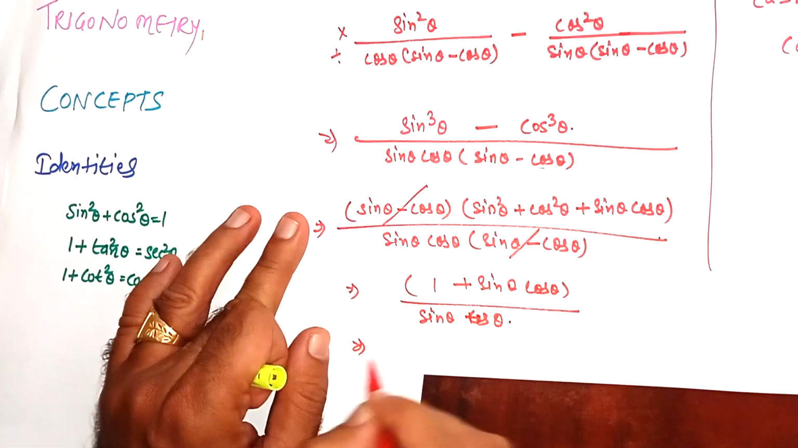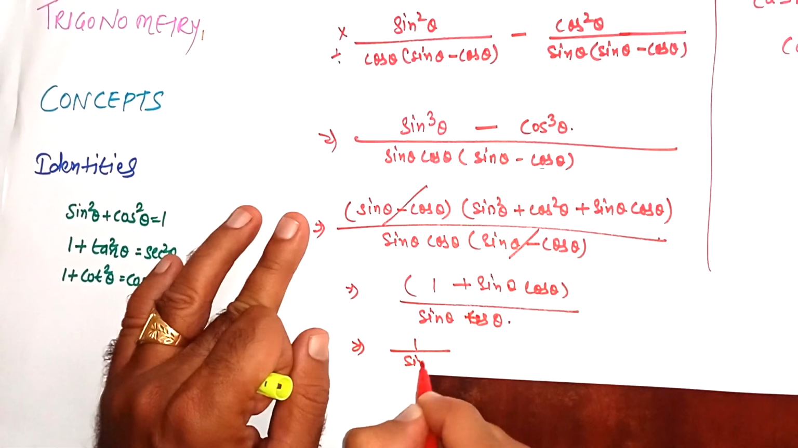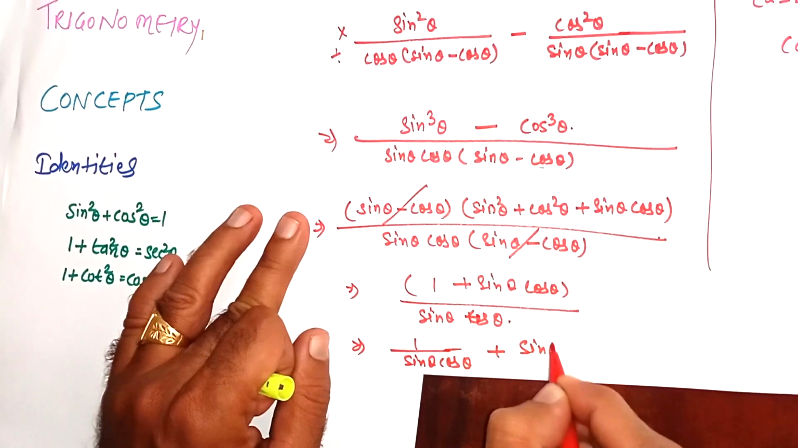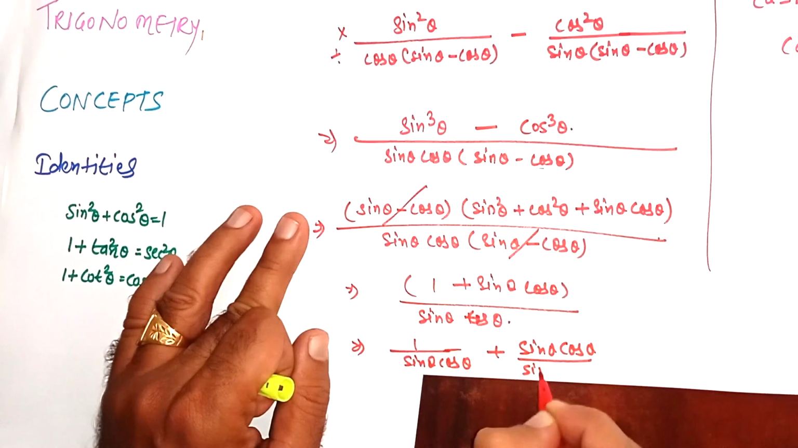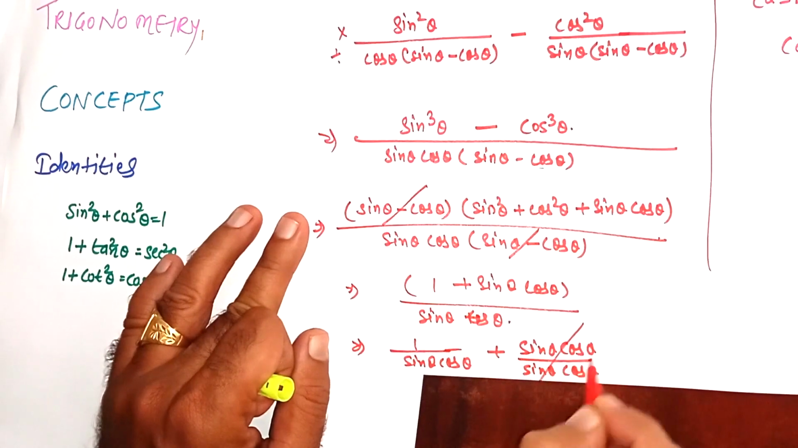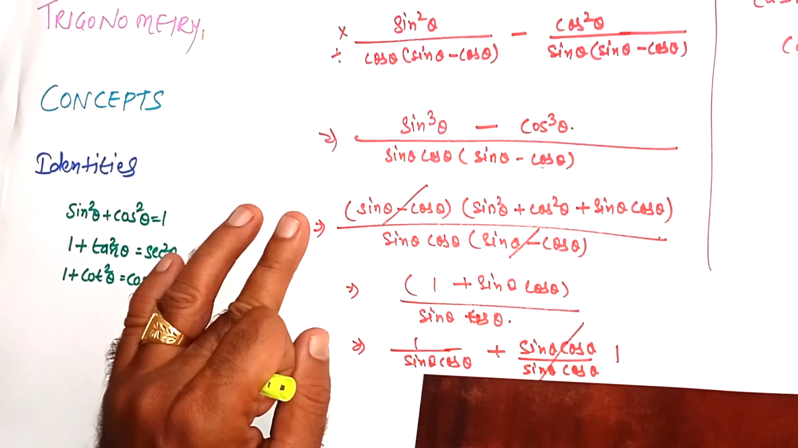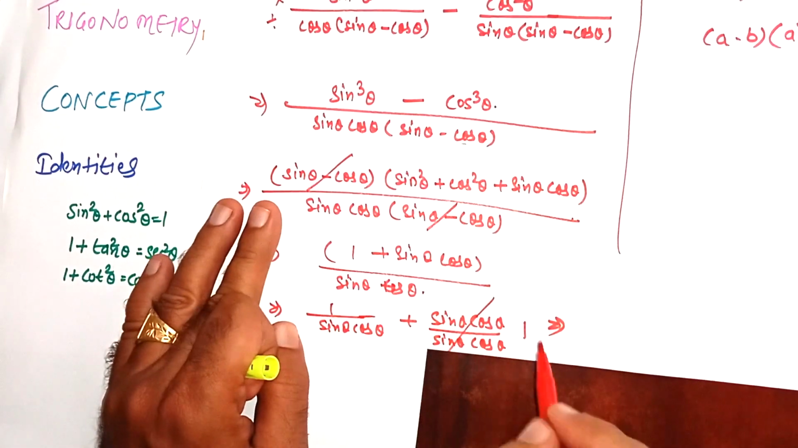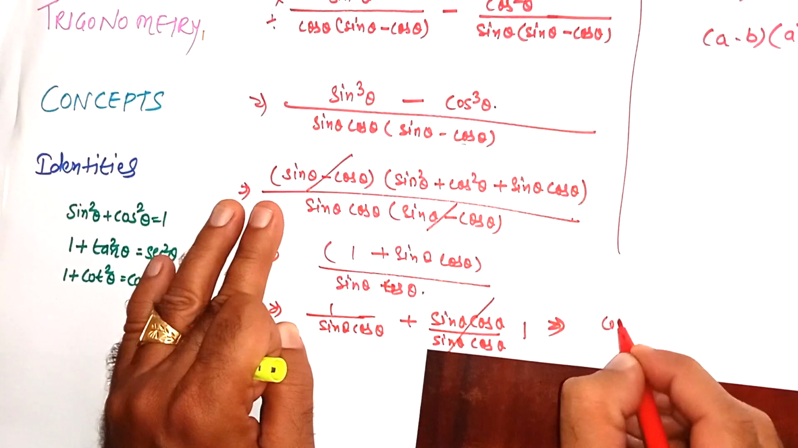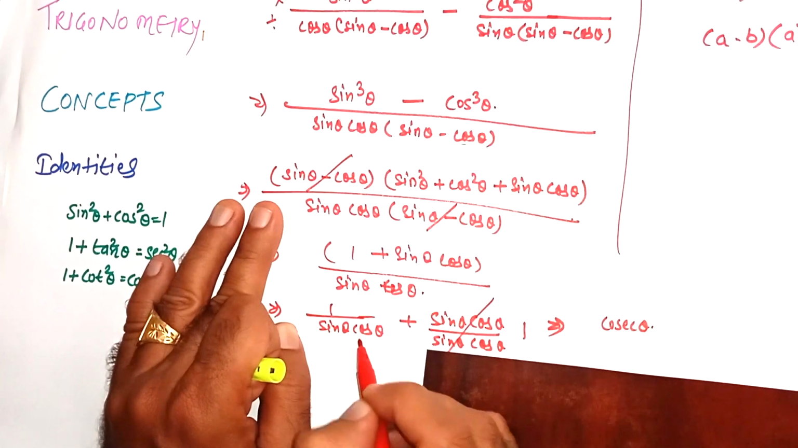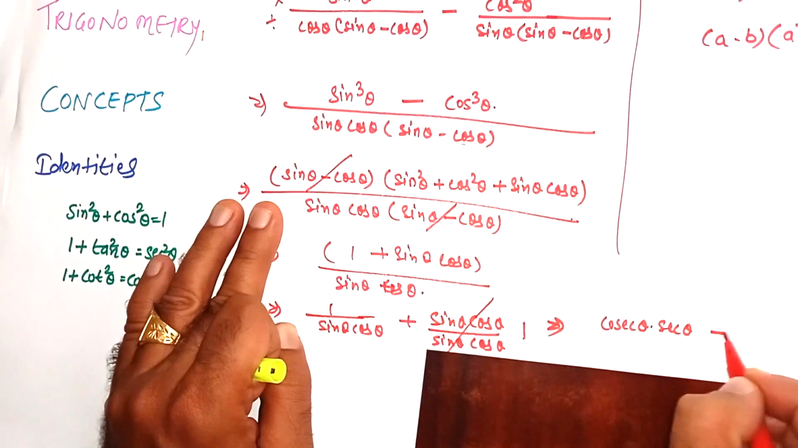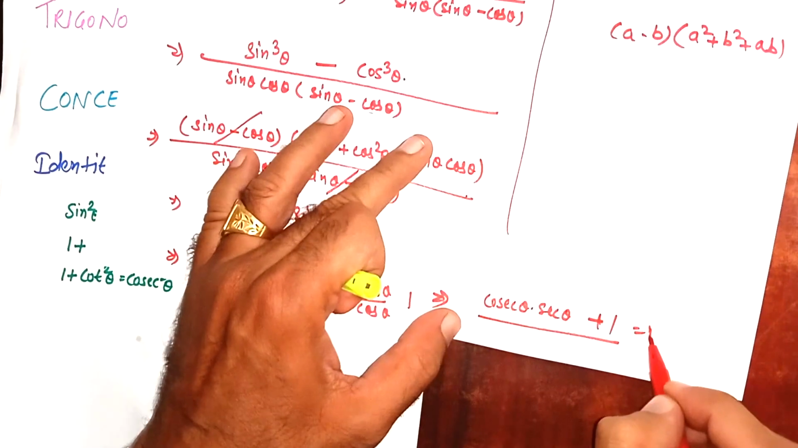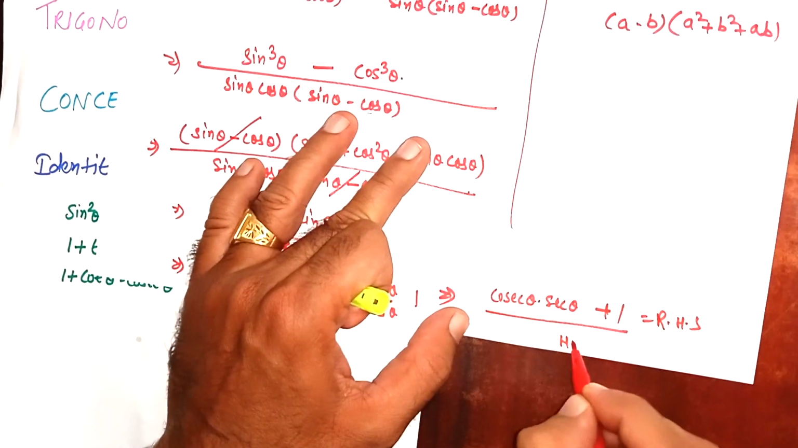Now what we can do, we can separate this 1 over sin theta cos theta and plus sin theta cos theta over sin theta cos theta. This will become 1, and 1 over sin theta is cosec theta. Must remember 1 over sin theta is cosec theta, and 1 over cos theta is sec theta, plus 1. So this was our RHS, which we have proved, and we can write hence proved here.